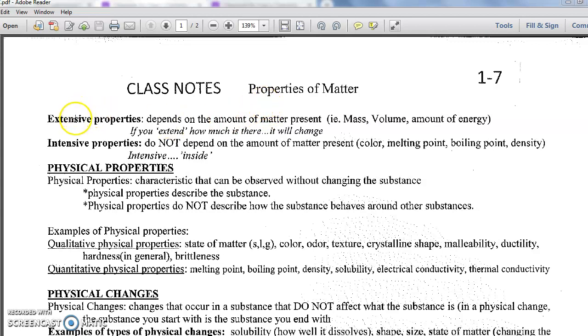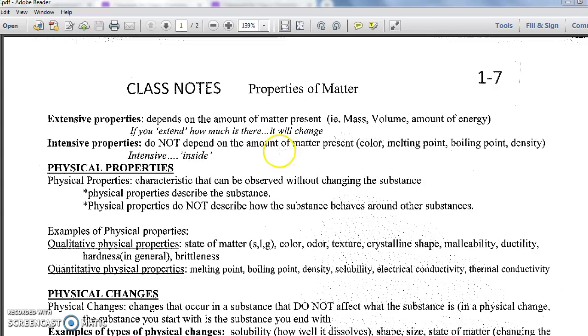We mentioned extensive properties are those properties that matter how much is there. If you change how much is there, the extensive property will change. Intensive properties do not matter how much is there. So if you change how much is there, it's going to be the same.